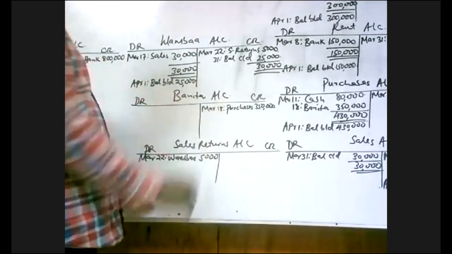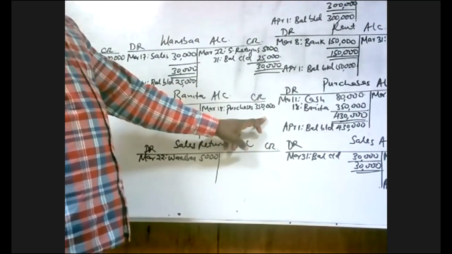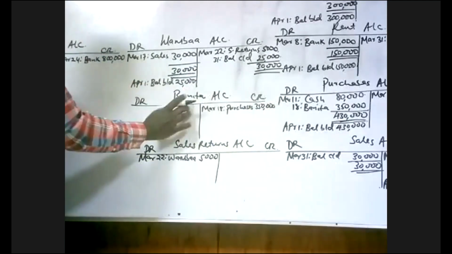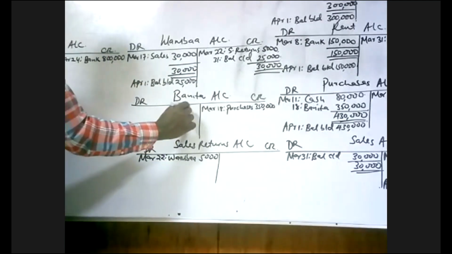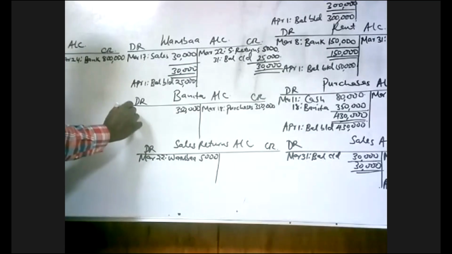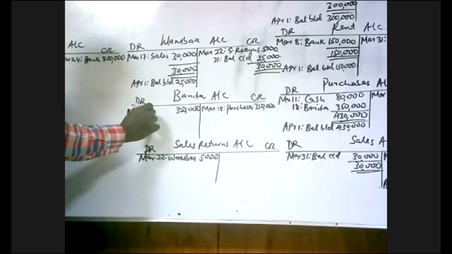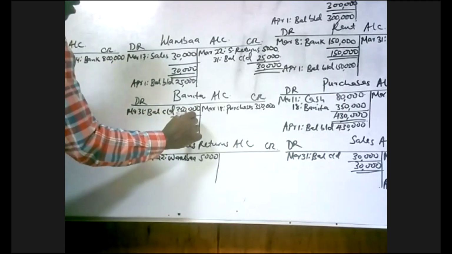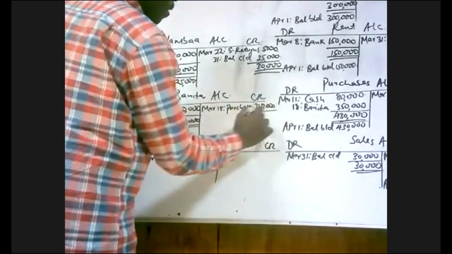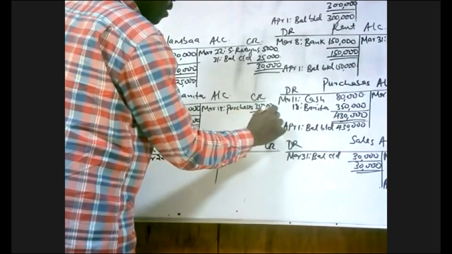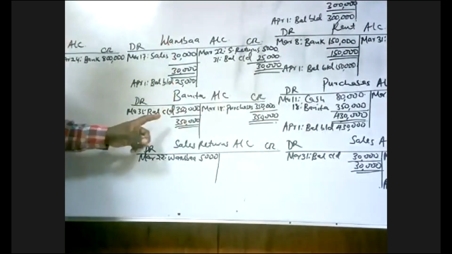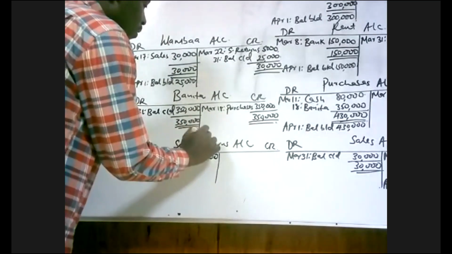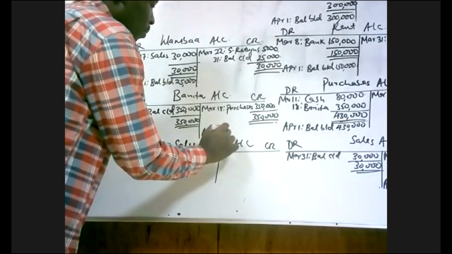Banita, the creditor, we purchased goods worth 350,000. Account was credited 350 here. So here we need to have 350,000. March 31st. Balance carried down. So that we have 350,000 here. Here we have 350,000. If the carried down is here, the brought down is going to be there. That is April 1.